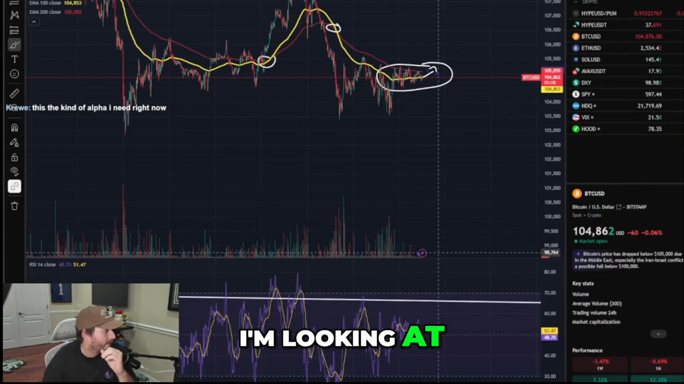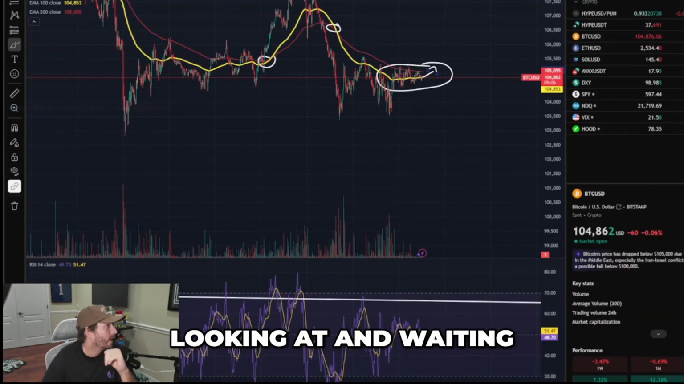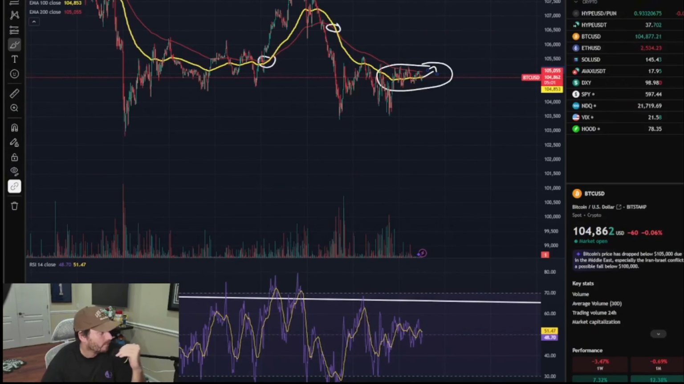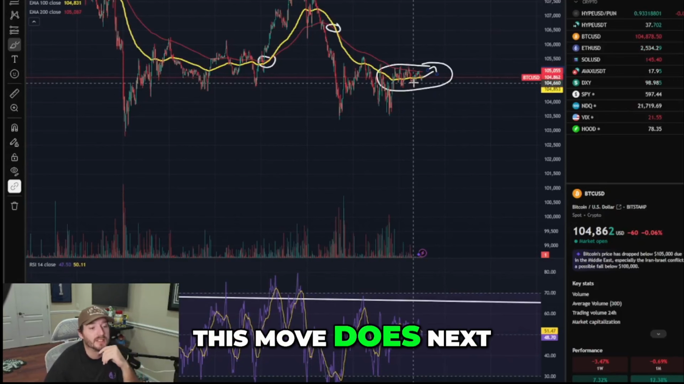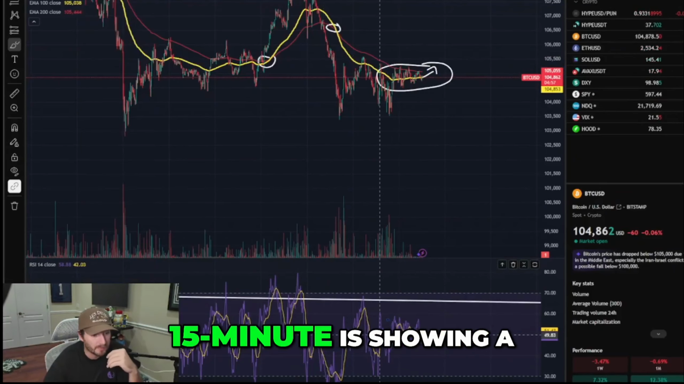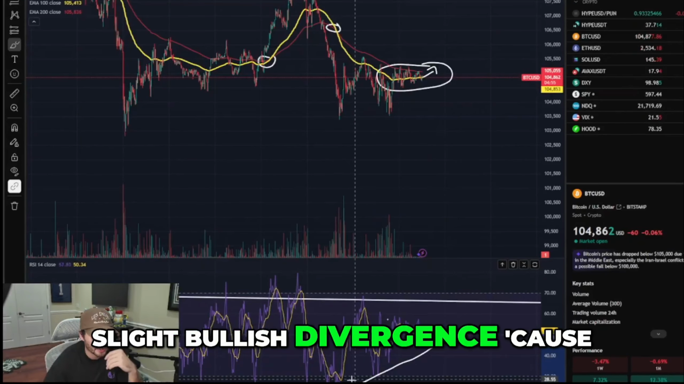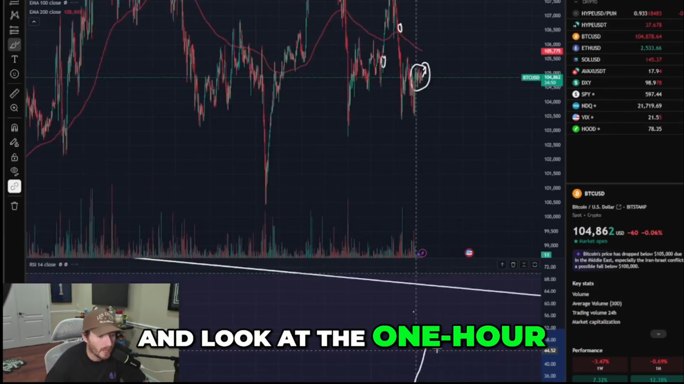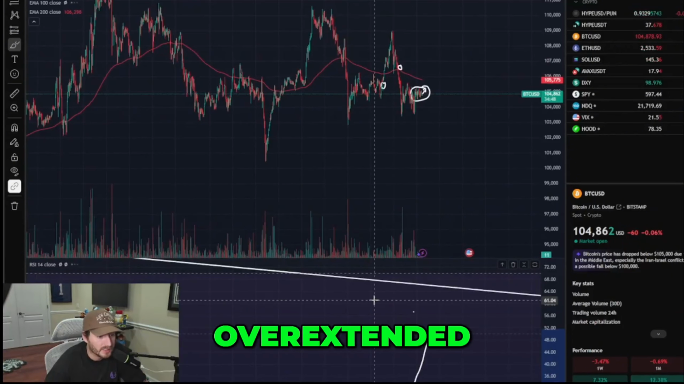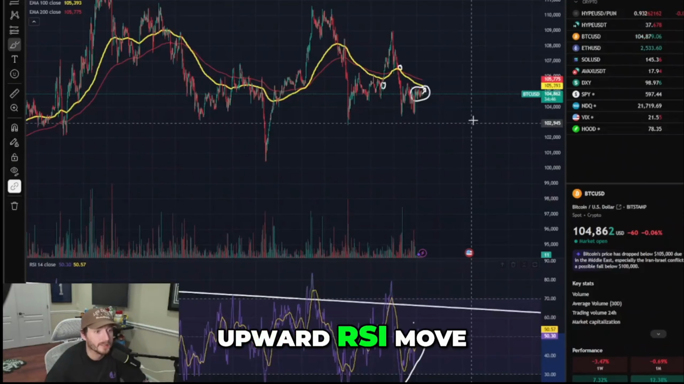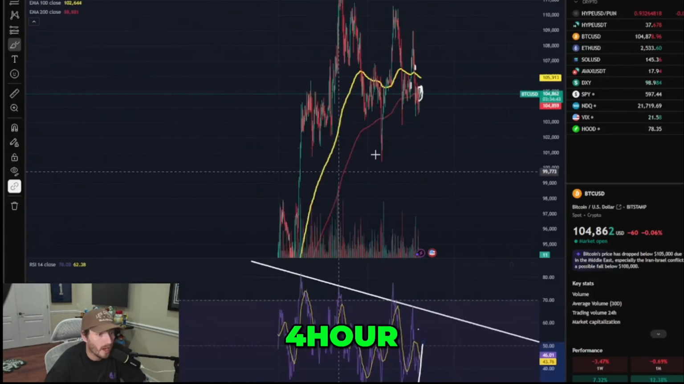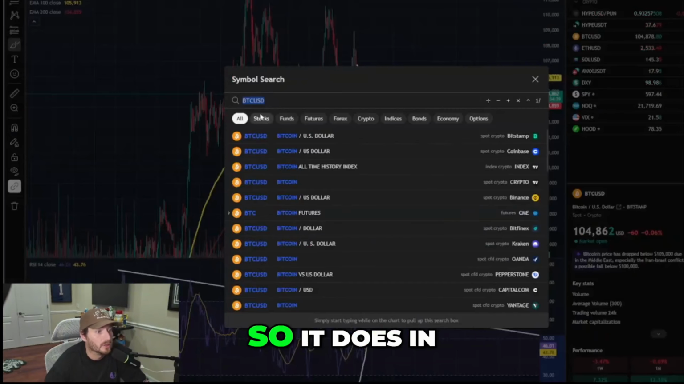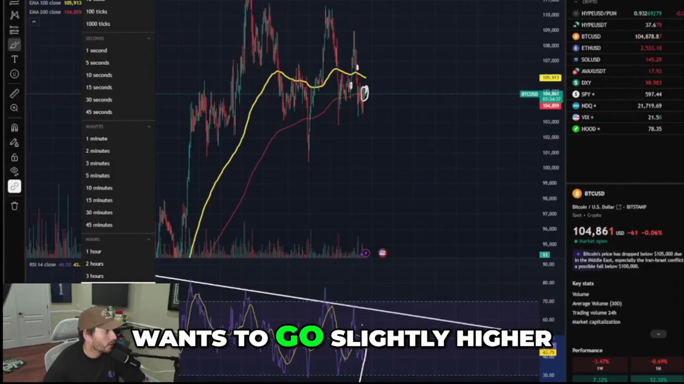But the bigger thing I'm looking at and waiting for here is where and what this move does next, right? We're sitting on this. 15-minute is showing a slight bullish divergence because you have upward RSI move. So now we go and look at the 1 hour. 1 hour overextended, upward RSI move. 4 hour overextended, upward RSI move. So it does in fact look like Bitcoin wants to go slightly higher.